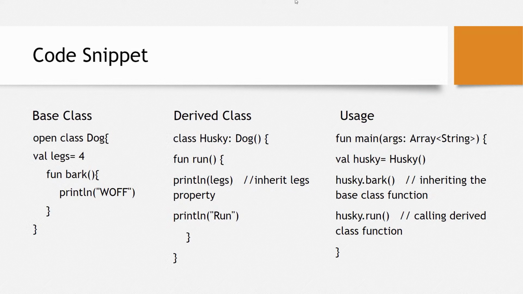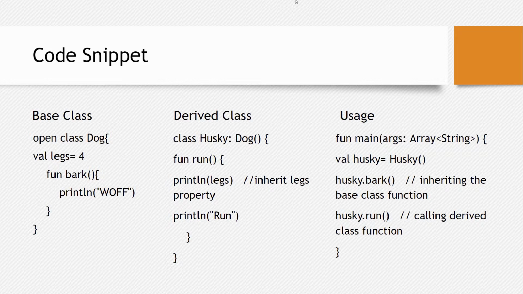Now, as you can see in the code snippet, there is a base class and then a derived class. Not every class is open to inheritance. If you just create a class, it is not open to inheritance. You can't inherit from it. So to open it for inheritance, you use the open keyword.